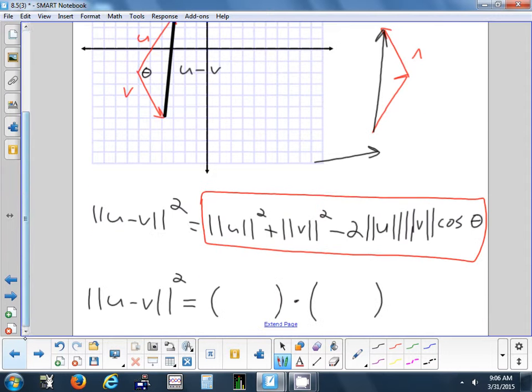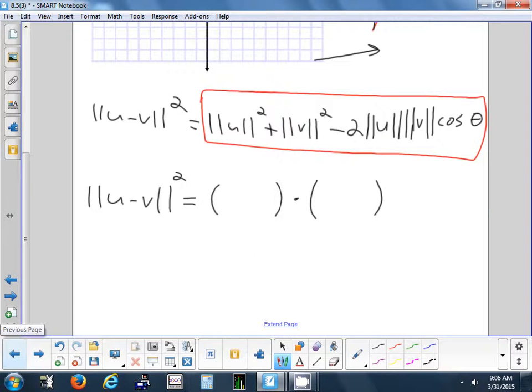So what would be in each of these? U minus V. So if you take the vector U minus V, which is the one in black, and dot it with itself, you'll get the magnitude of that vector squared. Now we're going to do out that right-hand side. We're going to distribute, the double distributive property. Just remember, it's all with dot products.